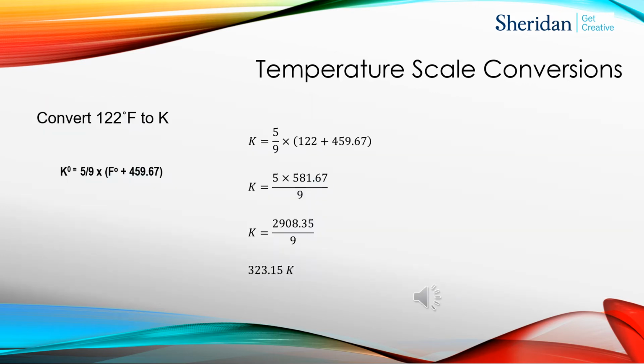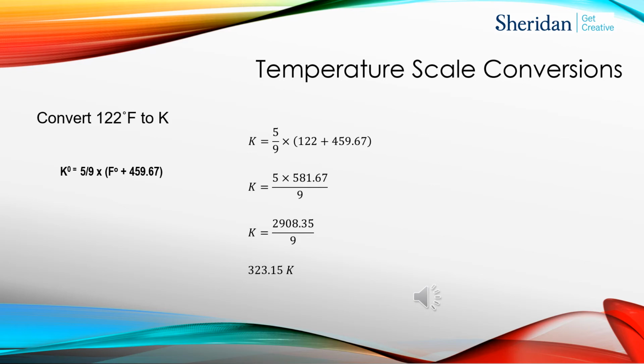Let me do a few sample equations for you. Let's say, for example, I wanted to convert 122 degrees Fahrenheit to Kelvin. Looking at the equation, Kelvin is equal to 5 divided by 9 times left bracket degrees Fahrenheit plus 459.67 right bracket. I start off by substituting the degrees Fahrenheit with the 122.